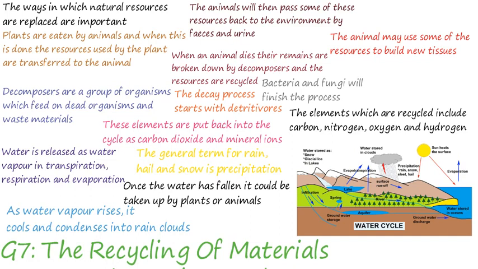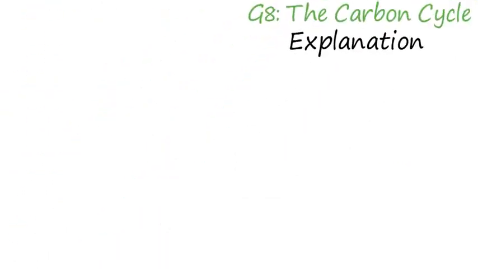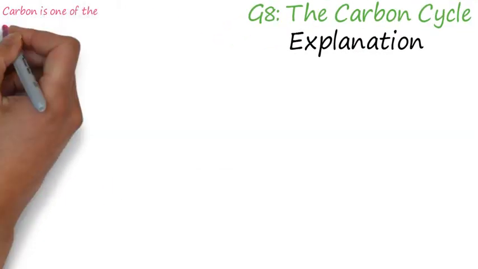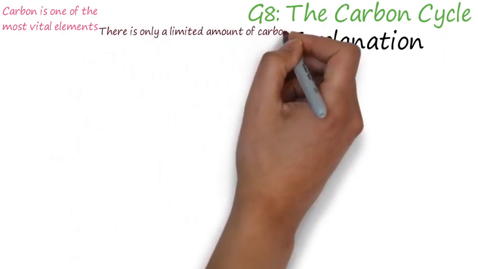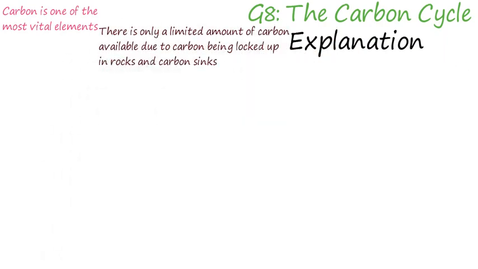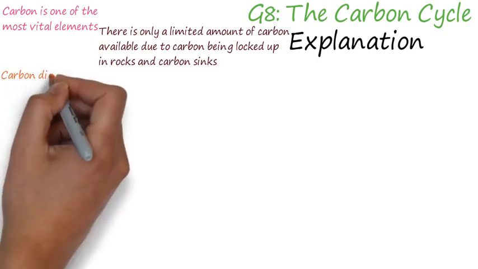The cycle carbon follows is actually more complex than we have just talked about. Carbon is one of the most vital elements to our survival due to it making up a large proportion of our molecules in the body. There is only a limited amount of carbon available due to carbon being locked up in rocks and carbon sinks. This makes the recycling of carbon even more important.